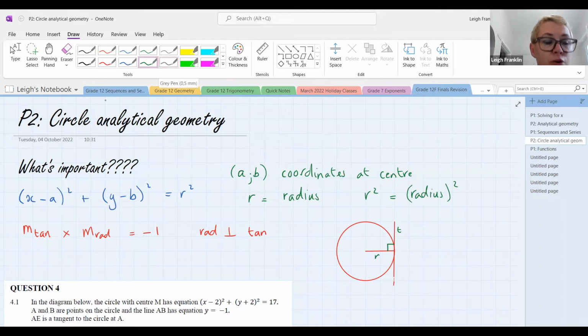The other thing that's important for us to know is that tangents from the same point are equal. Do you remember that in Euclidean geometry? Tangents from the same point are equal.